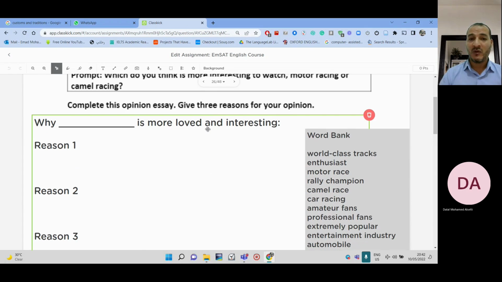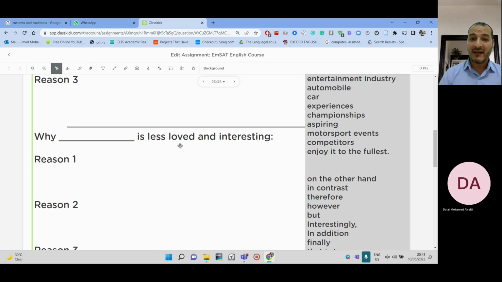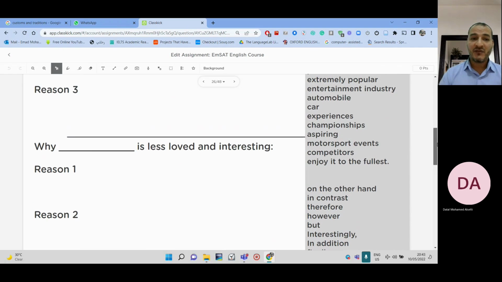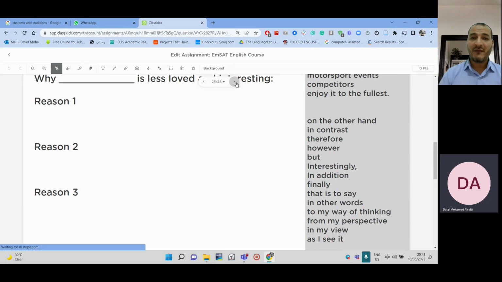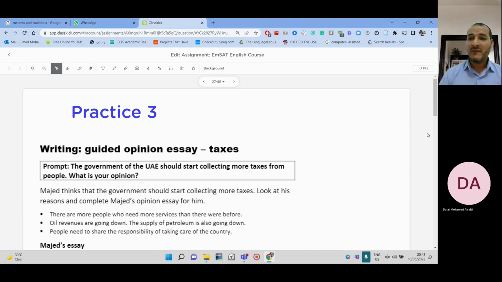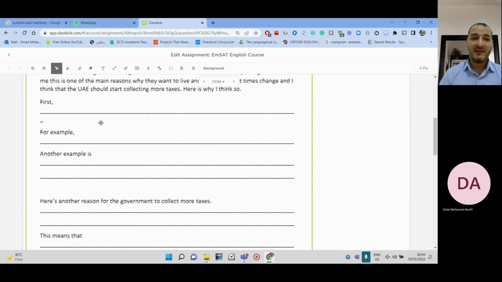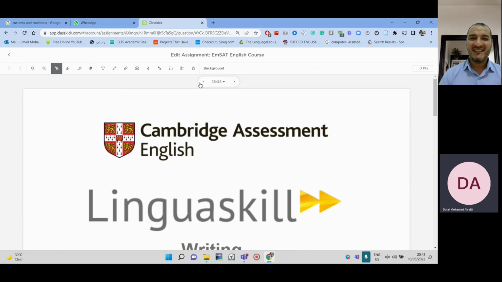Whichever is more loved and interesting, if you choose camel racing or motor racing, you need to give 3 reasons why. And also why the other is less loved and less interesting, you need to give 3 reasons. After that, you find this one here. You can put the reasons in these places. That's it.